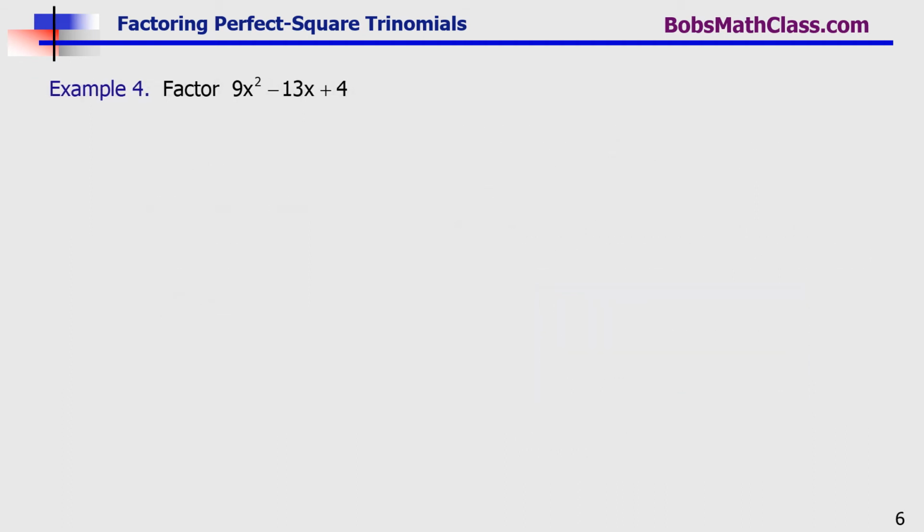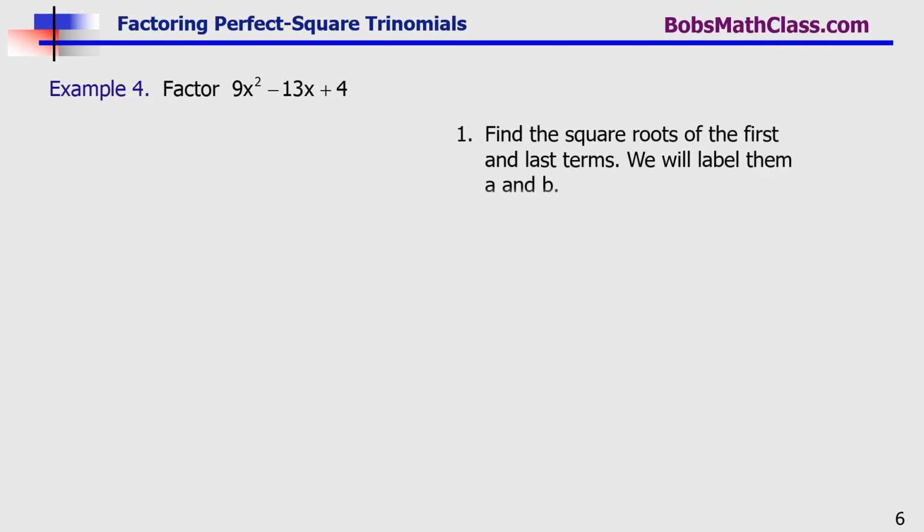Okay, here's another example. Are the first and last terms perfect squares? Yes, they are. Find the square roots. What's the square root of 9x squared? 3x. What's the square root of 4? 2.